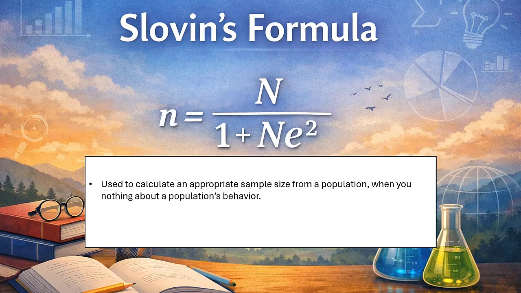The error tolerance can be given to you, for example, in a question. If you're a researcher, you might want to figure out your own error tolerance. Just subtract your confidence level from 1. For example, if you wanted to be 98% confident that your data was going to be reflective of the entire population, then 1 minus 0.98 equals 0.02. e equals 0.02. Let's take a look at an example.